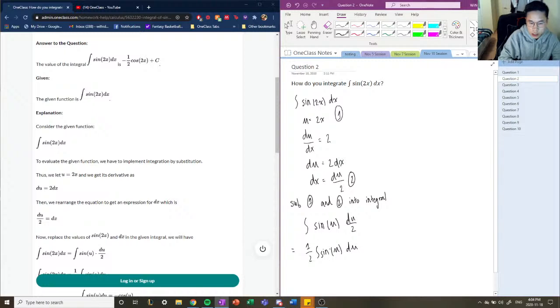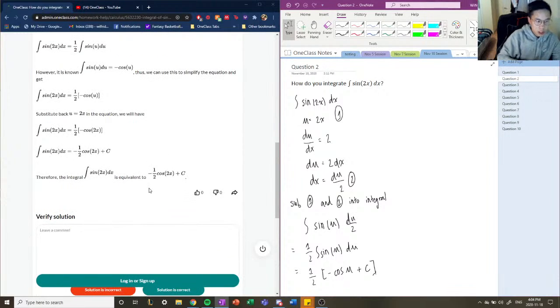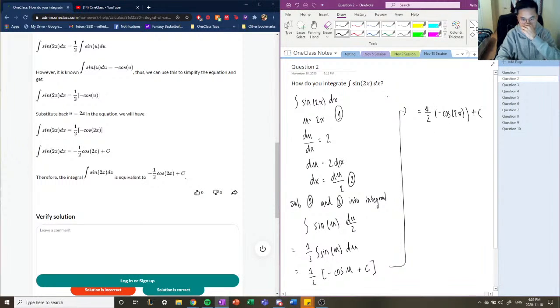And now we can simply do this integral because we know what the integral of sine is. The integral of sine is negative cos. So it's going to be negative cos u plus c. And then we're just going to sub back in our u here, which is 2x, to get 1 over 2 negative cos 2x plus c. So this is the answer to integrating sine of 2x in terms of x.